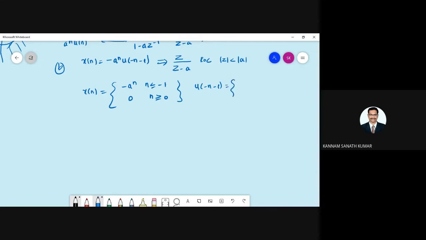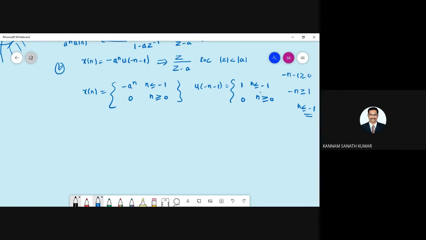So this is equal to 1. Okay. So that means minus n minus 1 is greater than or equal to 0. Minus n is greater than or equal to 1. So that means n is less than or equal to what? Minus 1. Okay. So this is equal to 1 for n less than or equal to minus 1, and 0 for n greater than or equal to 0. Okay. So for n less than or equal to minus 1, this is 1.